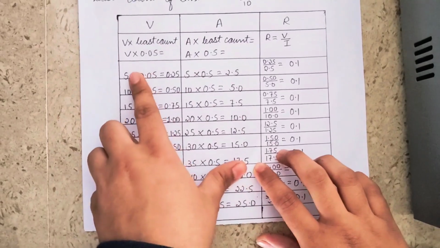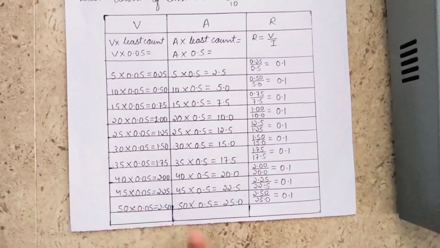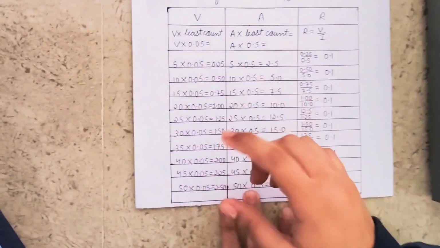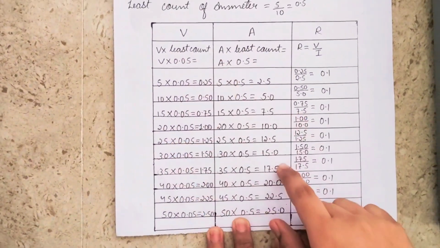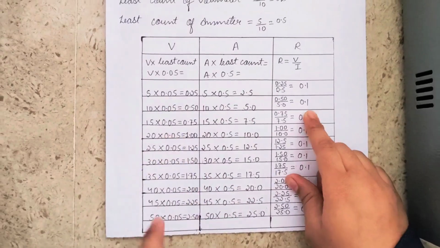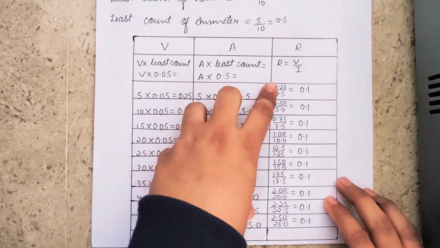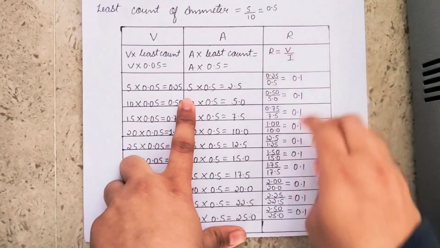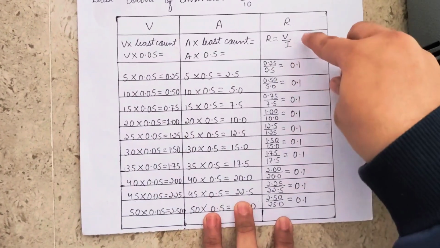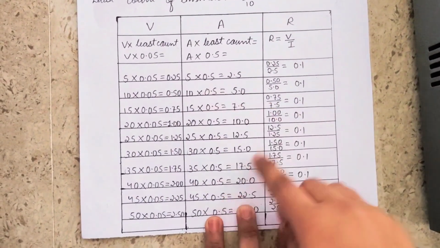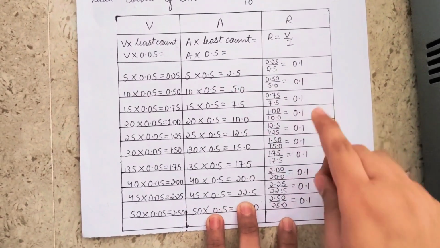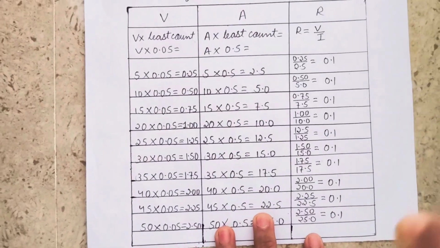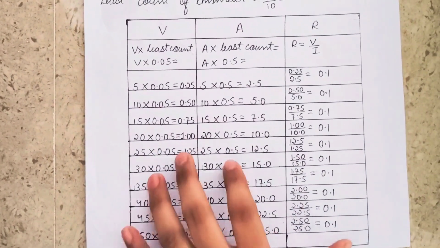So we will write all the values from this voltmeter and from this ammeter and multiply with their least count respectively, and after getting a series of values, we will again divide voltage by current and we will get the resistance. So you can see that the resistance for each and every value is the same, that is 0.1. It also states that the voltage and current are moving respectively, and moving at the same time.